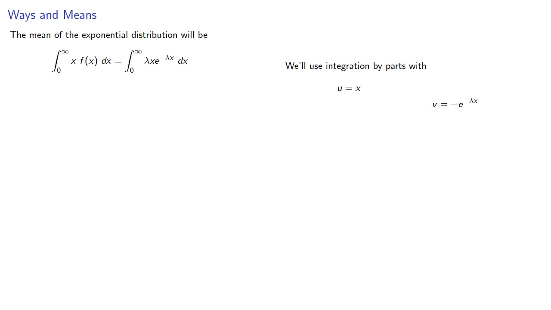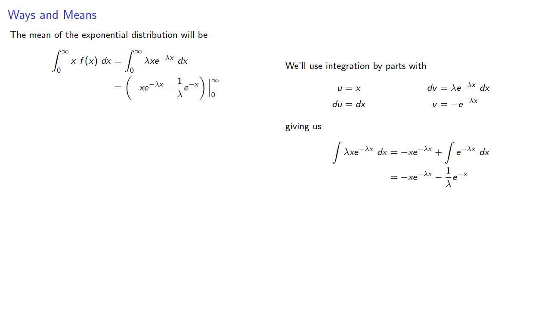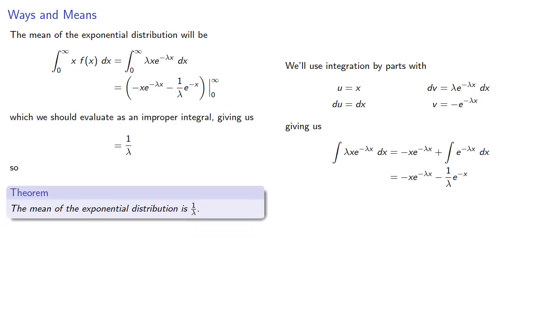So let's find the mean of the exponential distribution. That's going to be the expectation of x times the probability density, and we'll use integration by parts, which gives us, and we should evaluate this as an improper integral, giving us, which tells us that the mean of the exponential distribution is 1 over lambda.